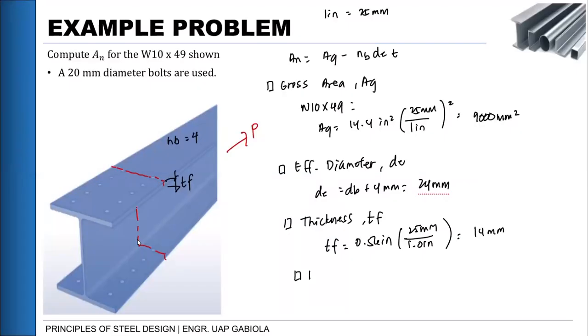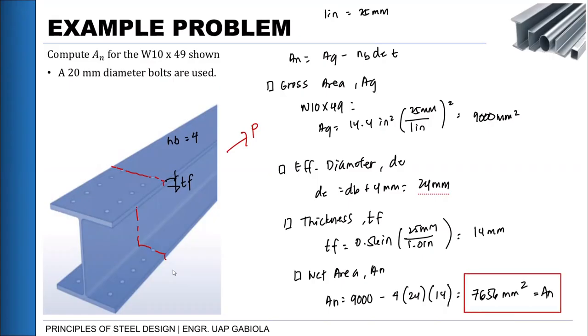So, para makuha yung net area na AN, so AN is equals to AG natin is 9,000 minus number ng bolt, that is 4. Effective diameter is 24. Then thickness is 14. So, we have that is 7,656 mm squared. Yan yung net area natin.